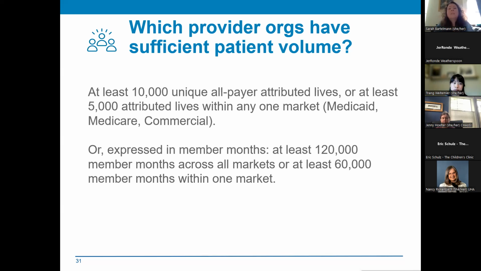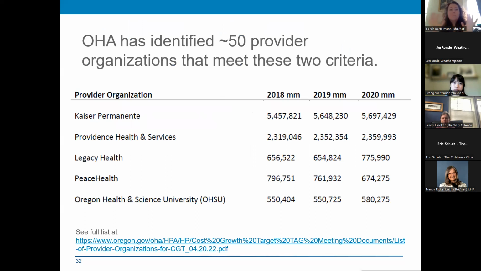Next slide. And we recently put together a list of about 50 provider organizations that meet these two criteria, both have that accountability for total medical expenditures and meet that member month threshold. So this is just a snapshot of the top organizations ranked by their 2020 member months. You can see the full list in the link on the slide. And this is the list that we used to identify you all to send that letter a couple of weeks ago and to invite you to this webinar. This is what we're working off of right now.